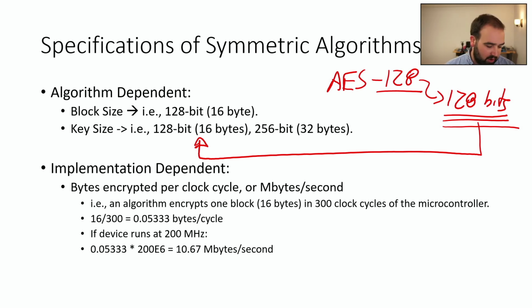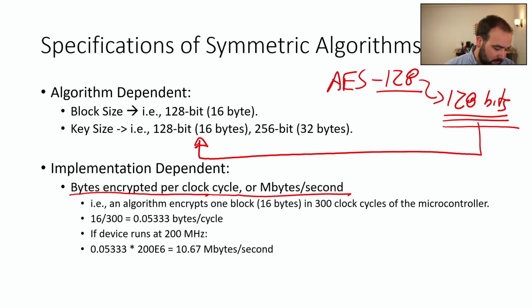The implementation could also tell you some information about how fast it is. This will depend on the design of the actual implementation. It's not specific to the algorithm, but we could have how many bytes are encrypted, say, per clock cycle, or how many megabytes per second are encrypted. These are related, so an algorithm that encrypts more data on every clock cycle of the device is obviously going to encrypt in total more megabytes per second.